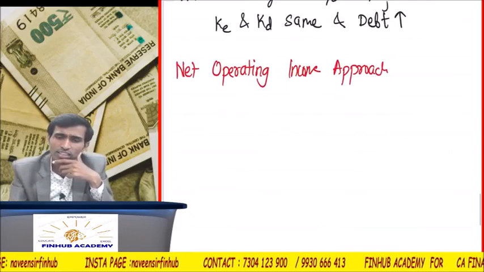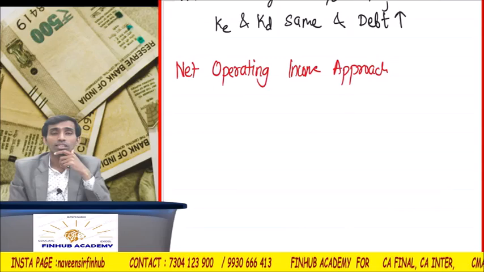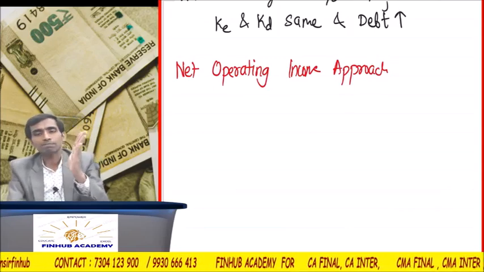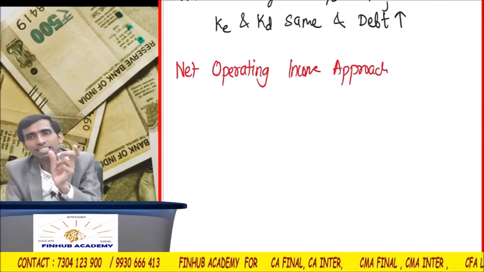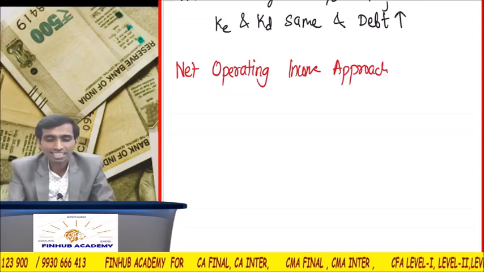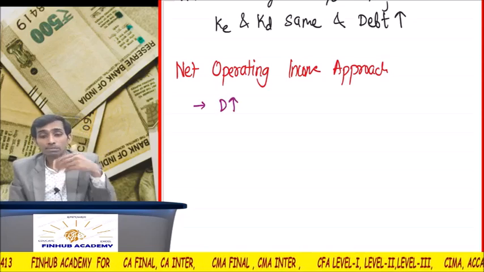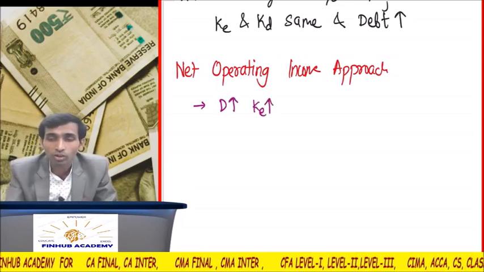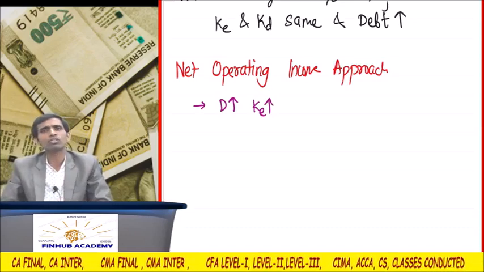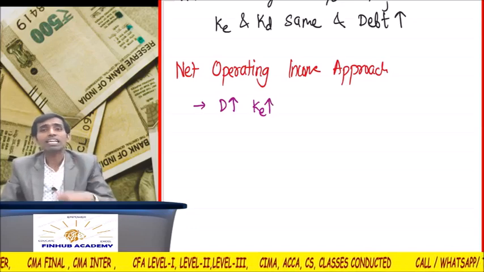Numbers is our strength. If you don't understand the theory, you should go to the numbers. Net operating income approach says that KD, the debt capitalization rate, remains constant at various levels of debt equity mix. However, as the debt increases, the expectation of the equity shareholders will also increase. So KE increases because their risk increased, which is more practical. Understood? As the debt increases, KE will increase.